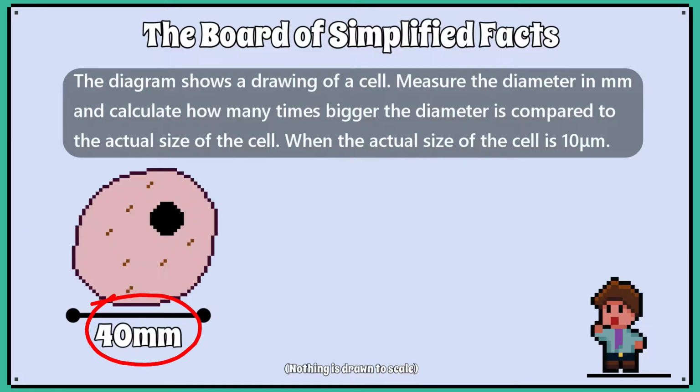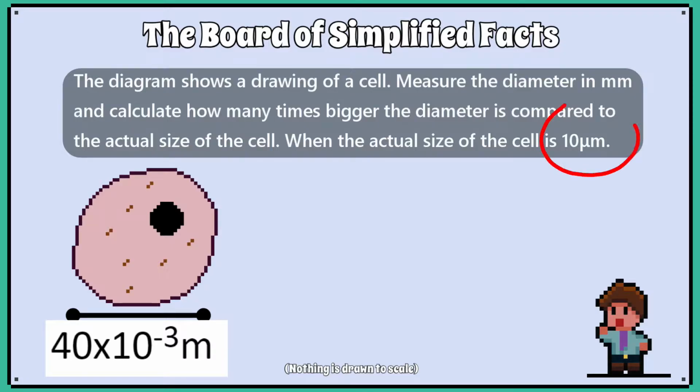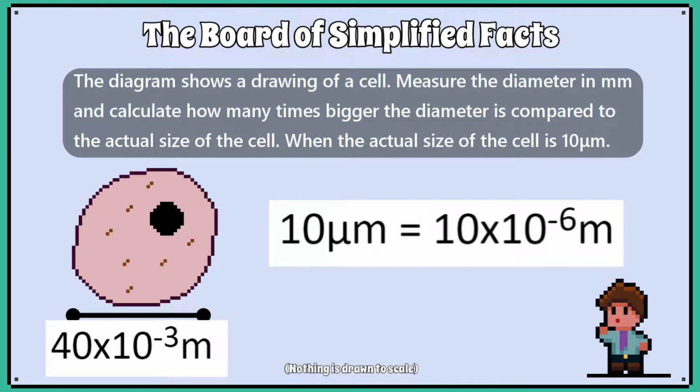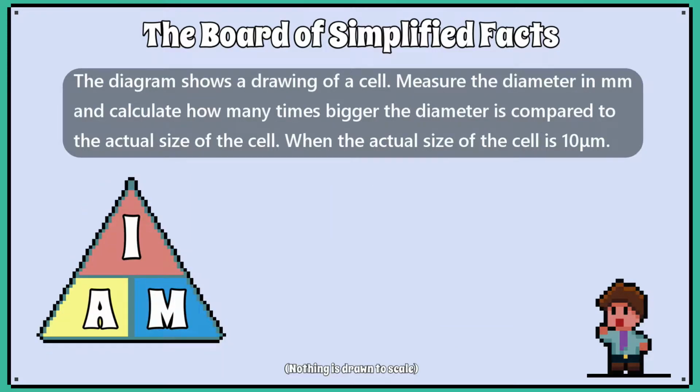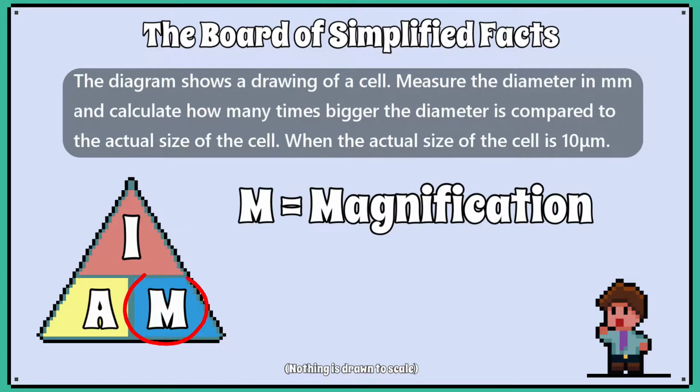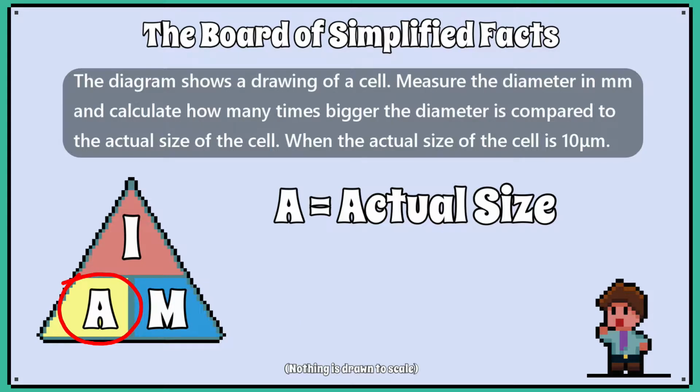So 40 millimeters is written as 40 times 10 to the negative 3 meters, and 10 micrometers is written as 10 times 10 to the negative 6. Now, how do we know what goes on top and what goes on the bottom when we're dividing? Here is an equation triangle. The letters in the triangle represent the following. M stands for the magnification, or how many times bigger. The I stands for image size, and the A stands for actual size.